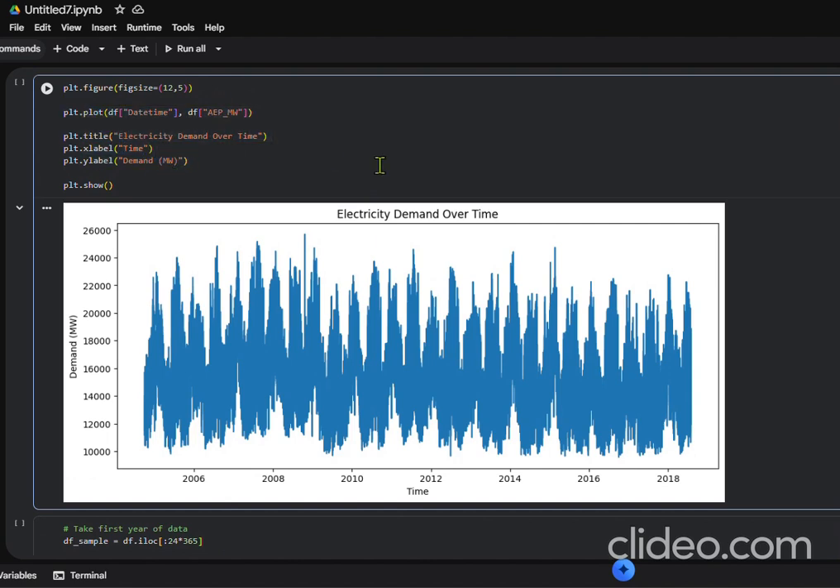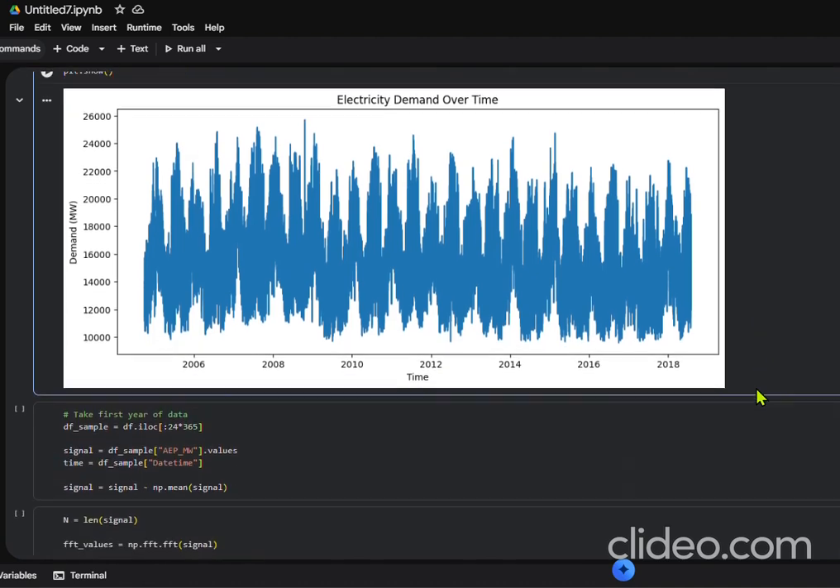Next, we plot the electricity demand in the time domain. As we can see, the signal fluctuates significantly and appears somewhat irregular. Although we may suspect that daily patterns exist, they are not clearly visible in this raw plot. This motivates the use of Fourier analysis.